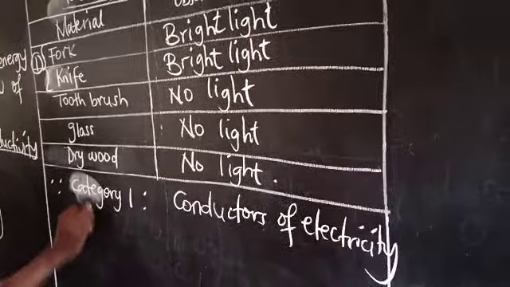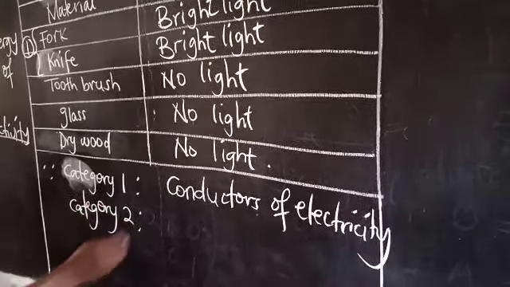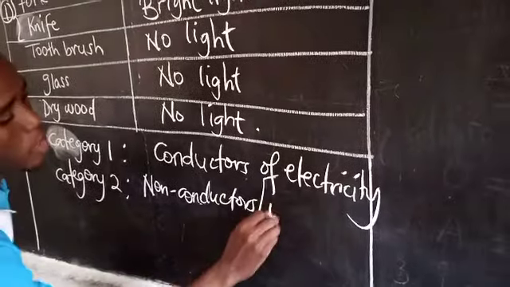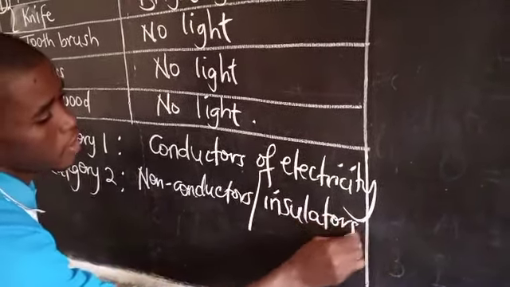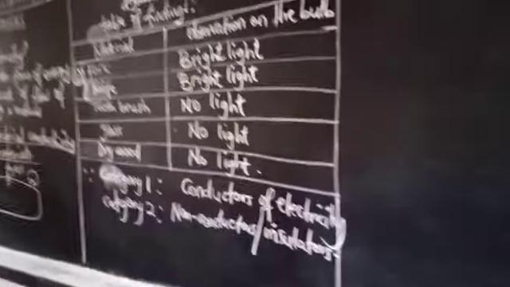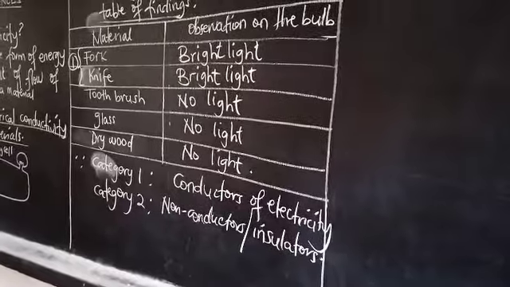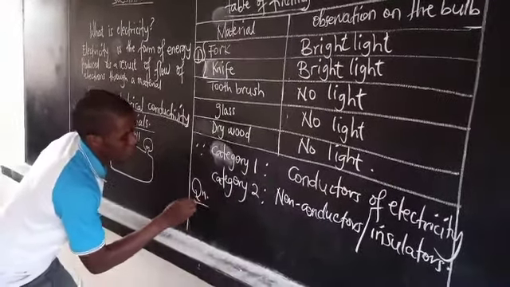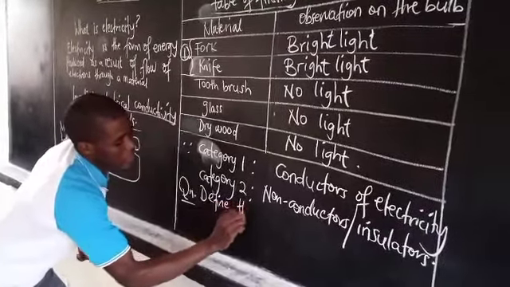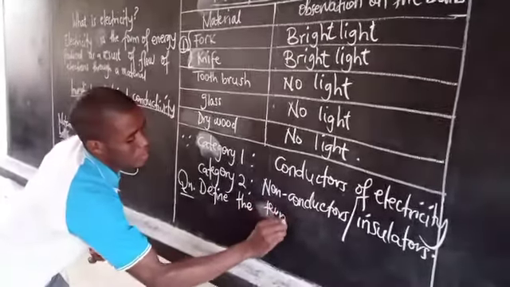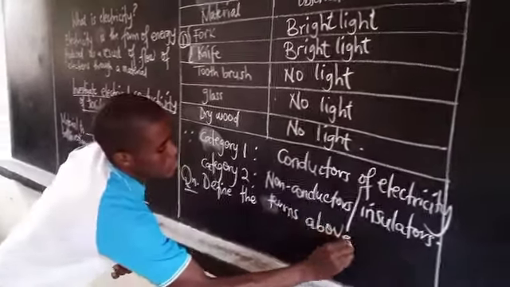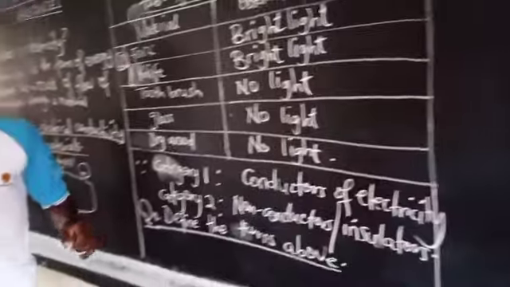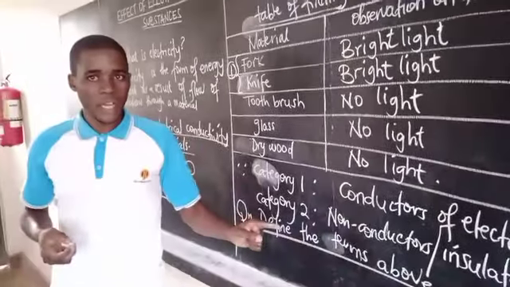And then category 2, we call them non-conductors, or you can call them insulators. Now, I want you to use your own language and define the terms above. Define a conductor of electricity, and also define a non-conductor of electricity.